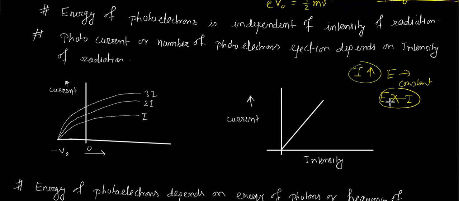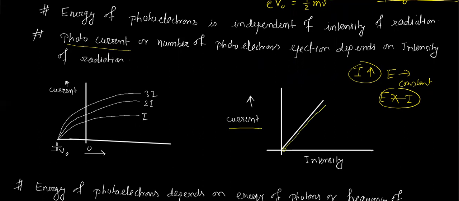As the number of electrons increases, the current through the circuit also increases. That's why we can say that the photoelectric current, or simply photocurrent, or the number of photoelectrons ejected, depends directly on the intensity of radiation. So if we plot the variation of photocurrent with intensity, it will be a straight line passing through the origin.